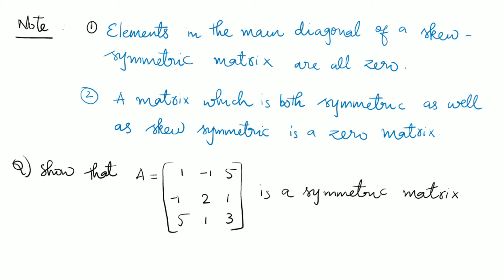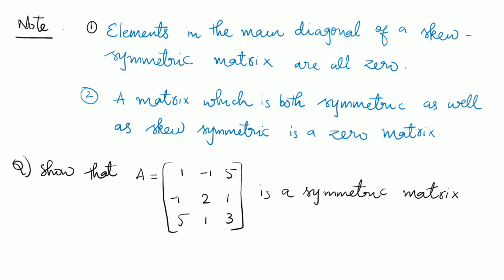I have given a question to solve for you people. So see the question. It is, show that the matrix A is a symmetric matrix. So I have given a question to show that this matrix should be a symmetric matrix. How will you solve this question? First of all, you have to write what is the condition of symmetric matrix. The condition is A dash or A transpose is equal to A.